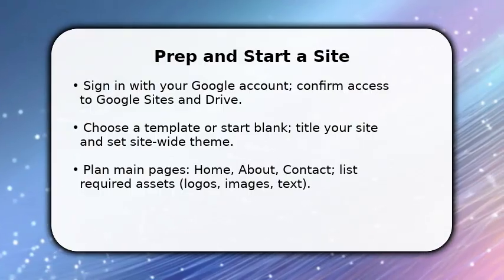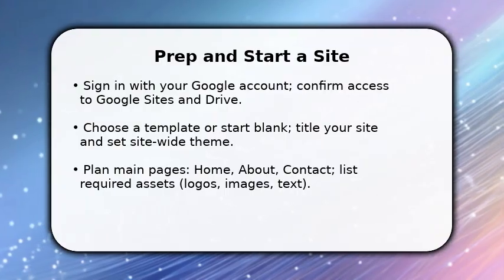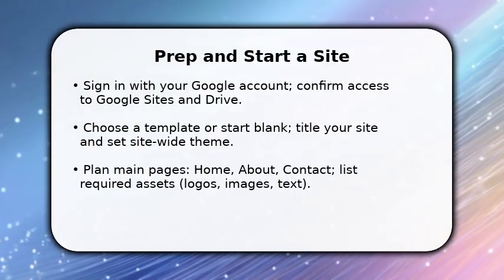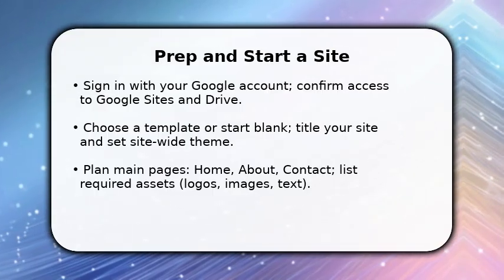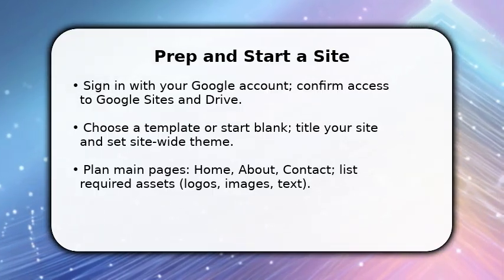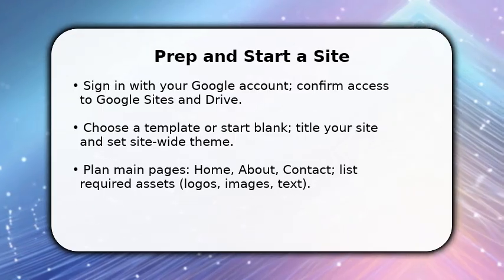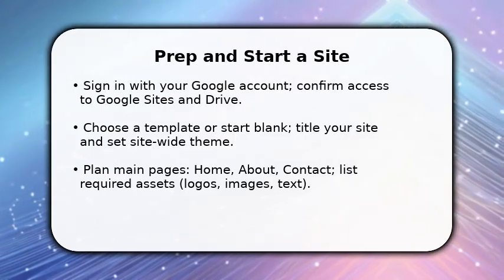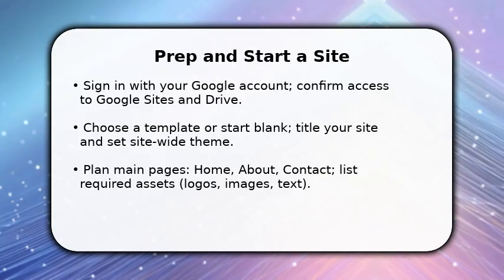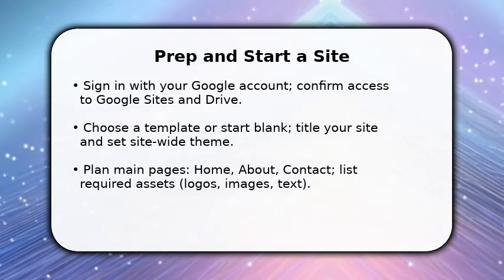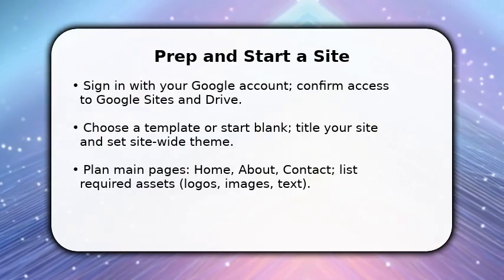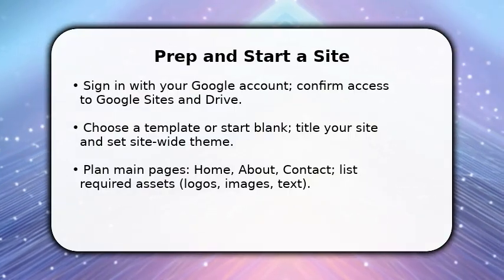You already have what matters: a Google account and basic assets. First, sign into Google, open Google Sites, and pick either a template or a blank site. Name your site at the top so it saves consistently. Once done, set a theme to lock fonts and colors for a consistent look. This saves time later. Make a simple page outline: home, about, contact, and upload your logo and hero image now so you won't interrupt flow later.